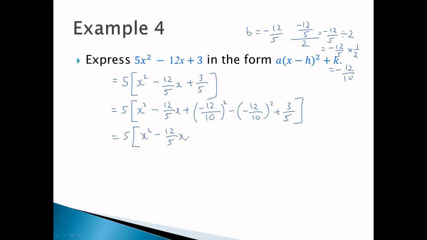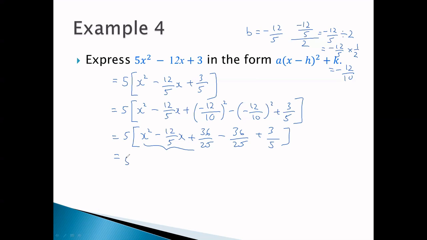Let's use a calculator. 12 over 10 squared. And I get 36 over 25. Plus 36 over 25 minus 36 over 25 over 5. And then I close the bracket. Now again, I'm going to key this whole thing into the calculator.